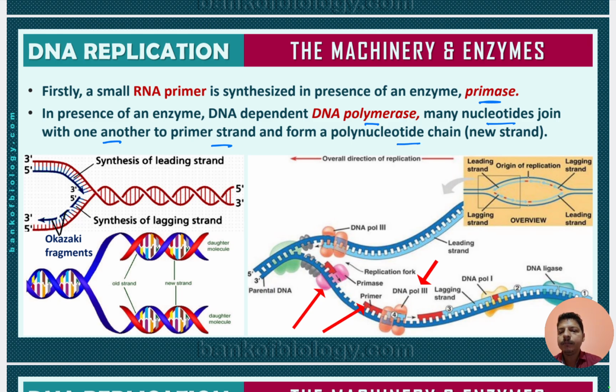As you can see, here old strands are present, new strands are present, and it is a leading strand, it is a lagging strand. And as you can see, first of all, an RNA primer is attached, in the presence of the enzyme primase. Another enzyme, DNA polymerase, joins many nucleotides to the primer strand and forms a polynucleotide chain, or a new strand.